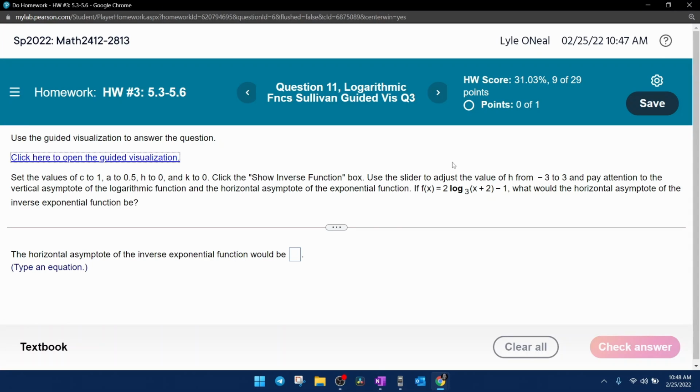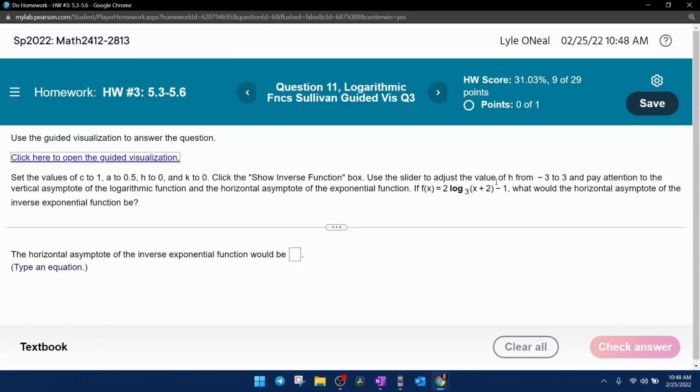Question number 11 from our Precalculus homework number 3 in MyLab Math. Another guided visualization question where we're going to have to click the link to open the window. Look what it says here. It says set the values of C to 1, A to 0.5, H and K both to 0. And we also need to click the show inverse function box this time.